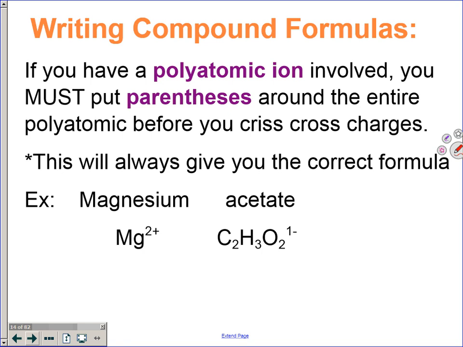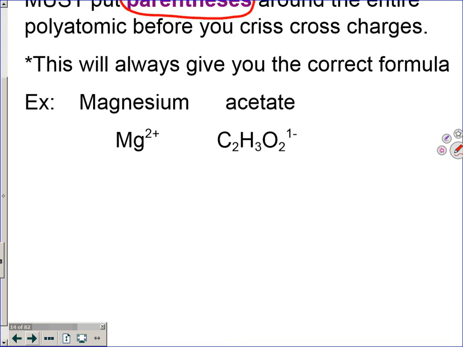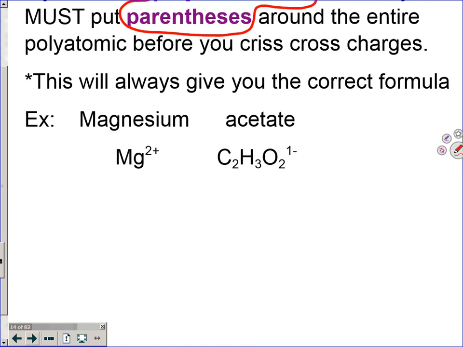So if we have a polyatomic, we want to put parentheses. Polyatomic parentheses is kind of how I'm going to keep referring to that, on our overall ion, before we crisscross charges, and that will always get you the correct answer. So as you are looking at my example up here, look at magnesium. Which group is it in? Group 2. So it overall lost 2 valence electrons, has a 2+ charge.